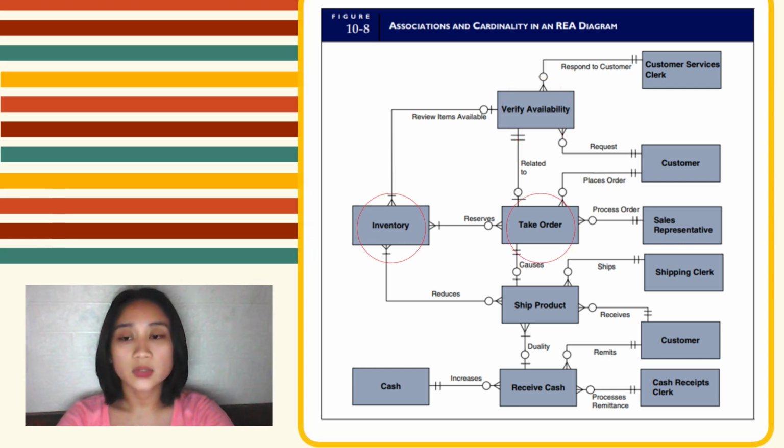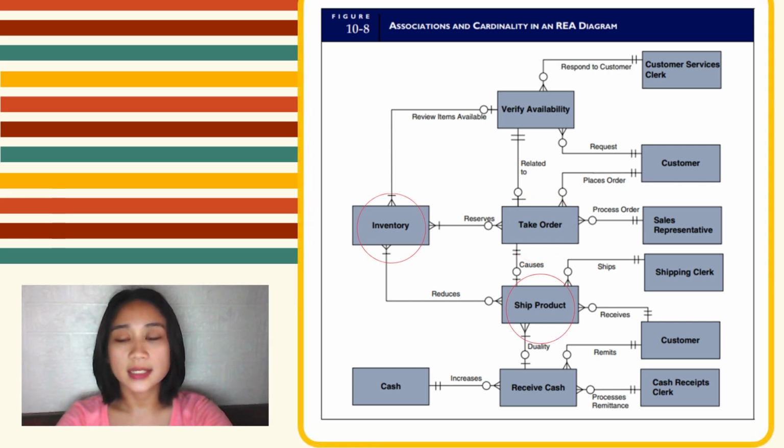The second many to many association exists between the take order and inventory entities. A one or many cardinality exists at the inventory end of the association and a zero or many cardinality is at the take order end. This means one order can have just one or many items, but that specific item has not yet been ordered or has been ordered many times.